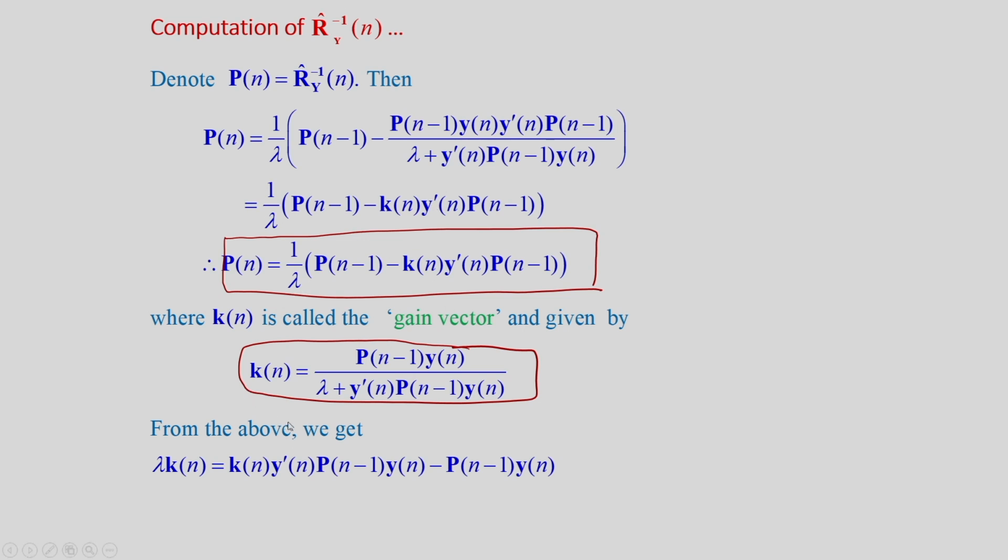And from this result, kn is equal to Pn minus 1 into yn divided by lambda plus y transpose n into Pn minus 1 into yn. We can easily show that, because we can multiply lambda into kn, and that will be equal to kn into y transpose n into Pn minus 1 into yn minus this part Pn minus 1 into yn. This result is also useful for us.